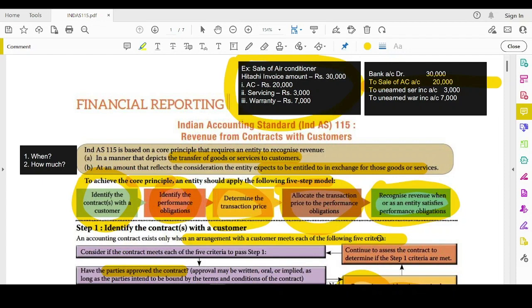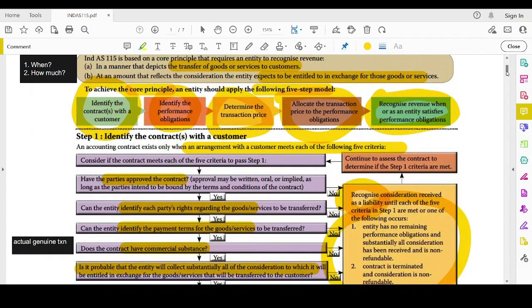Allocate the transaction price to the performance obligations. We have already done it, right? For the AC, it is 20,000. Servicing, it is 3,000. And warranty, it is 7,000. Then recognize the revenue as and when the entity satisfies the performance obligation. When the sale of the AC occurred, we recognized revenue to the extent of 20,000. At the end of the first year, when the servicing and warranty components are also satisfied, we recognized servicing revenue of 1,500 and warranty revenue of 3,500. So let's move on to step one, which states: identify the contract with the customer.